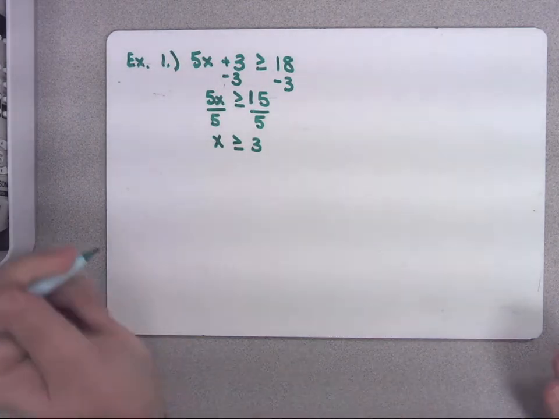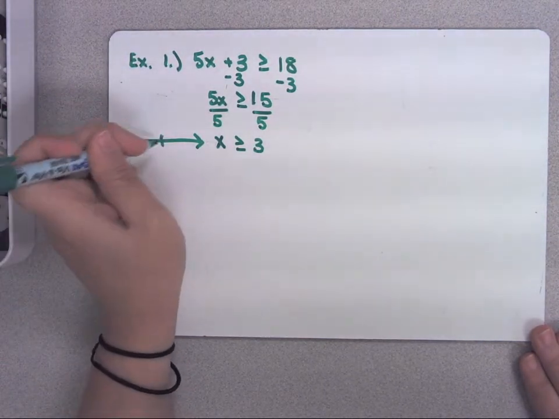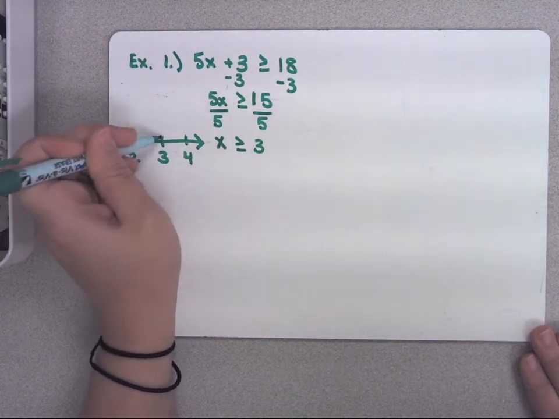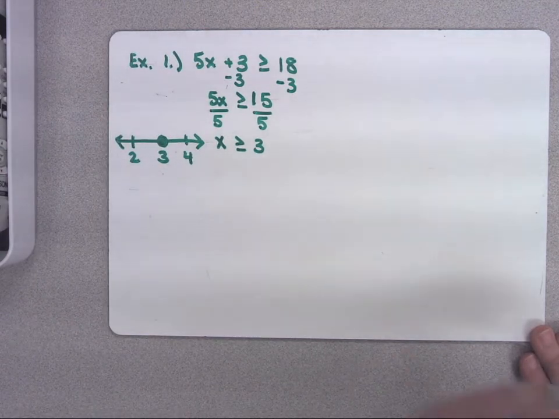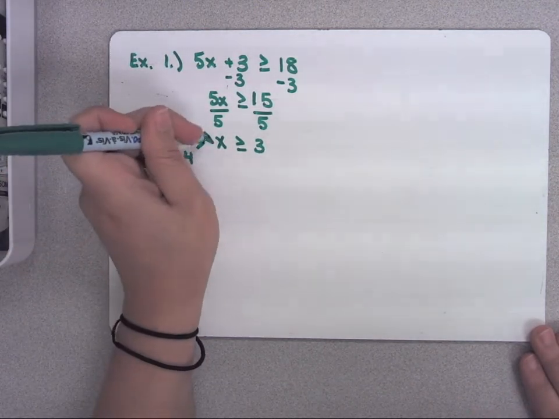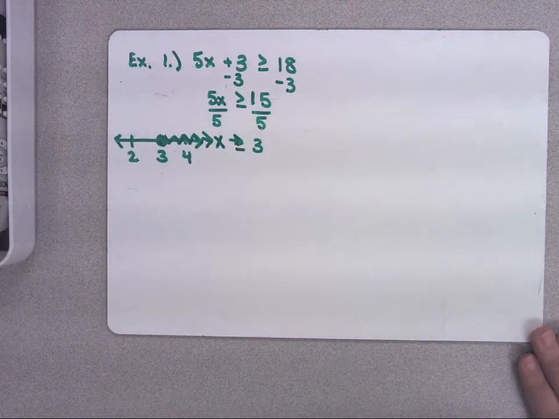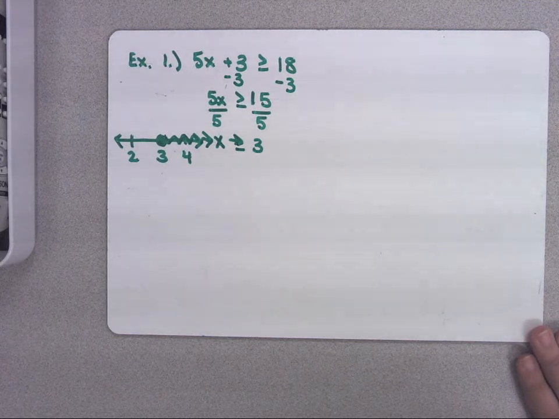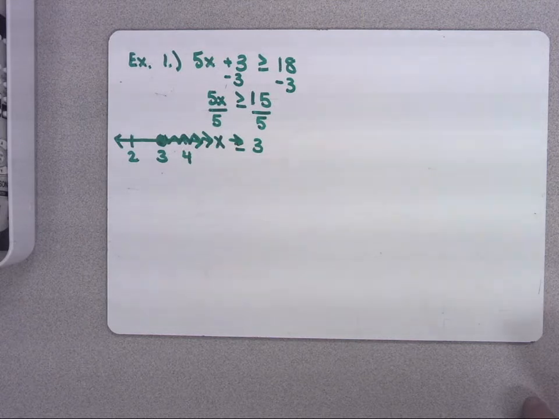How do you graph this? I draw a number line, put 3 in the middle, 2 and 4. What kind of point? Closed circle on 3. Squiggly line going to the right, because that's the way this is pointing. Like if I turn this into an arrow, which way would it look? Does that make sense?